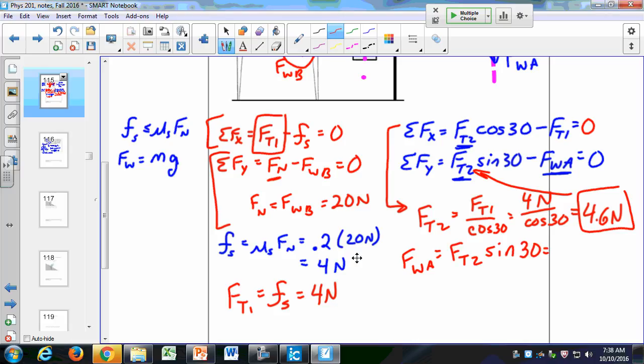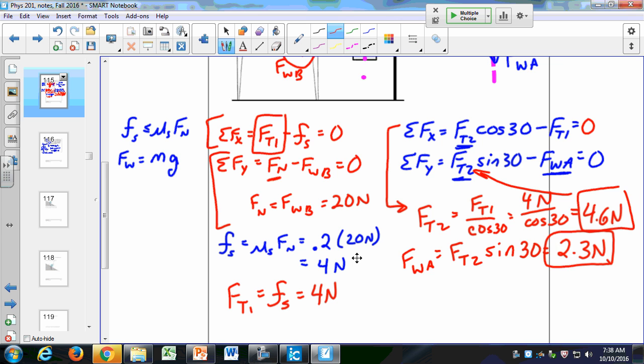And that's equal to 2.3 newtons. Yeah, half of 4.6 is 2.3 newtons. So that is the value that I'm looking for. That is the weight of block A that will keep it stationary.